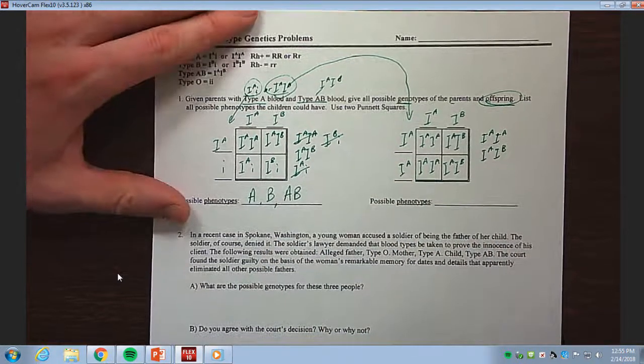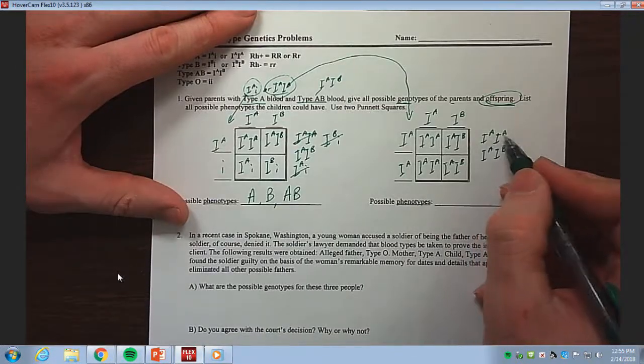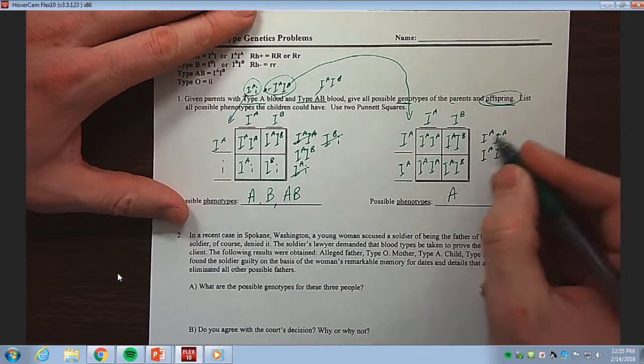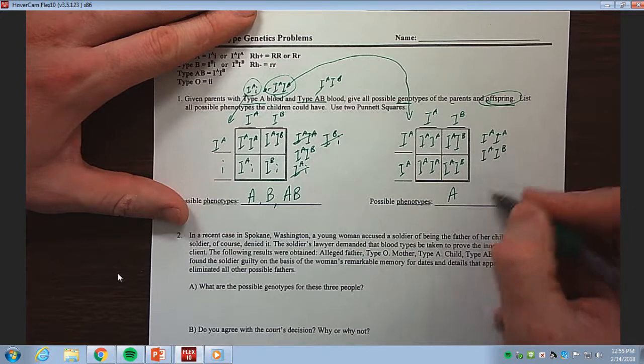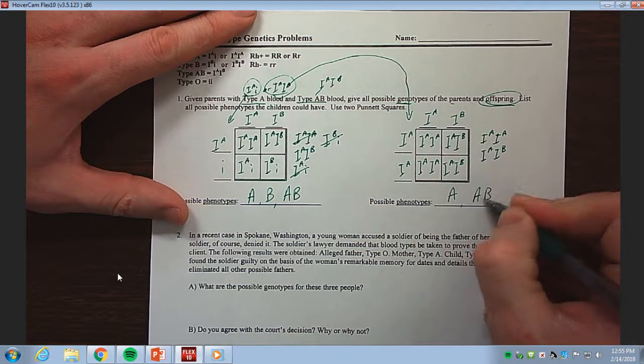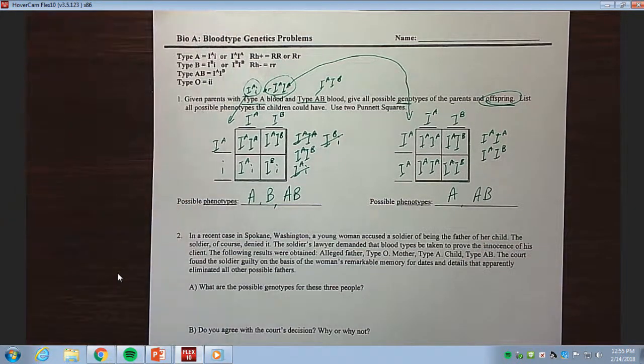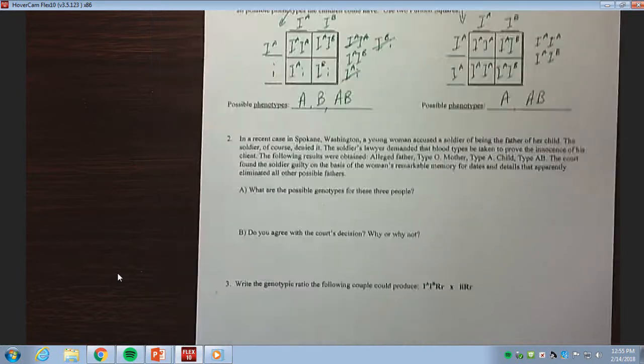All right, moving on. Here, this is going to be A, because all A alleles. This is going to be AB. Okay, that's that. So a lot of information there, but if you take it one step at a time, it's not too bad. All right, moving on to the second problem here.